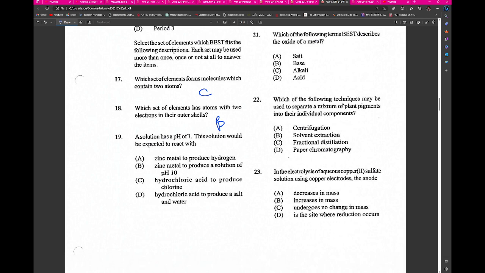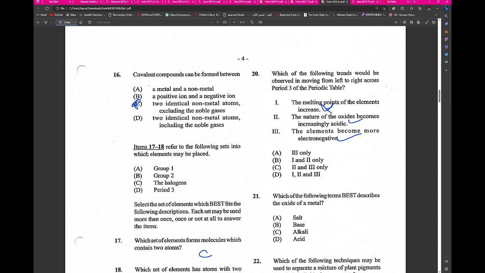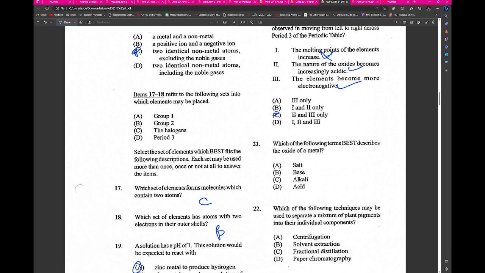A solution of pH 1, right, would be expected to react with zinc metal to produce hydrogen. Which of the following trends would be observed in moving from left to right across period 3 of the periodic table? So we're going to have more or less acidic nature of oxide become increasing acidity, and the melting points, no, not generally increasing. So 2 and 3. Which of the following terms best describes the oxide of a metal? Right, it would be an alkali.